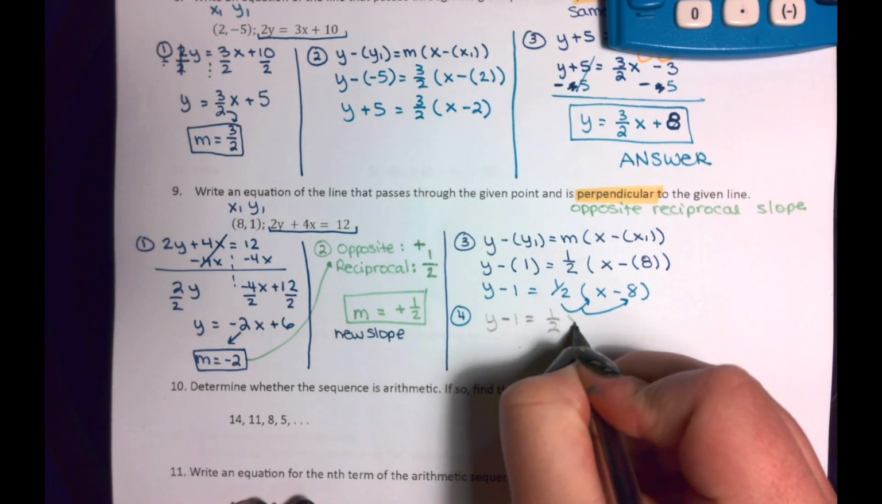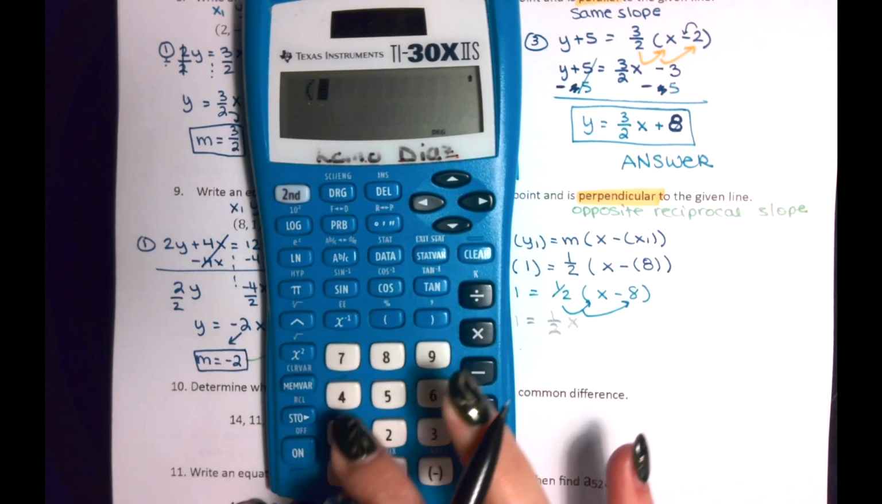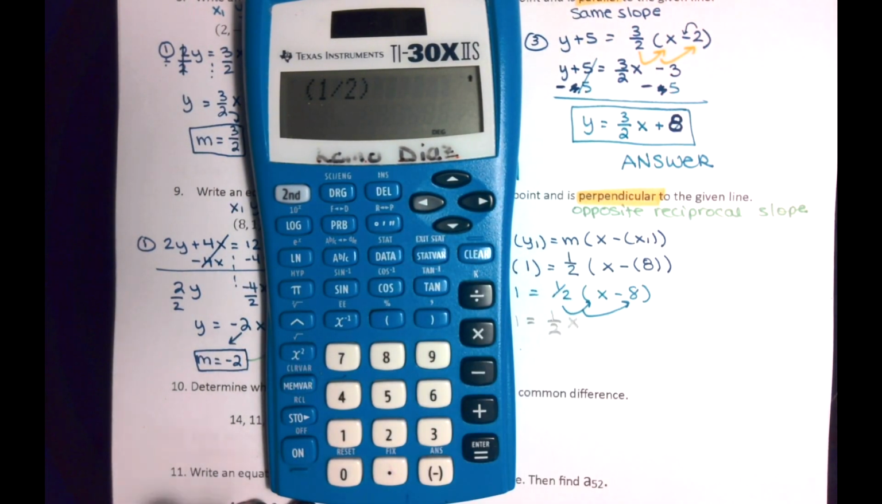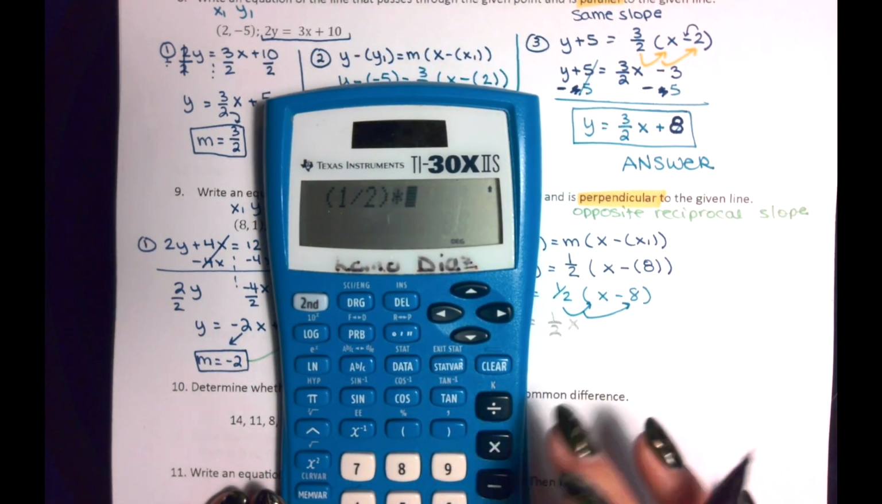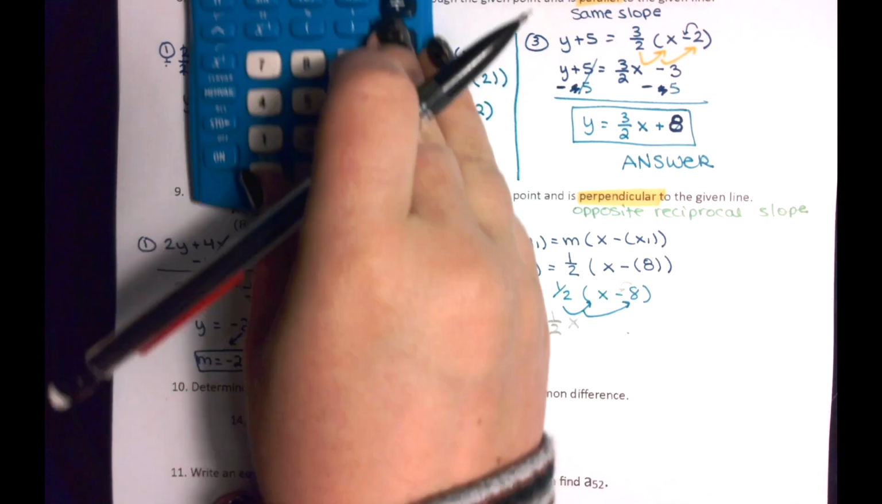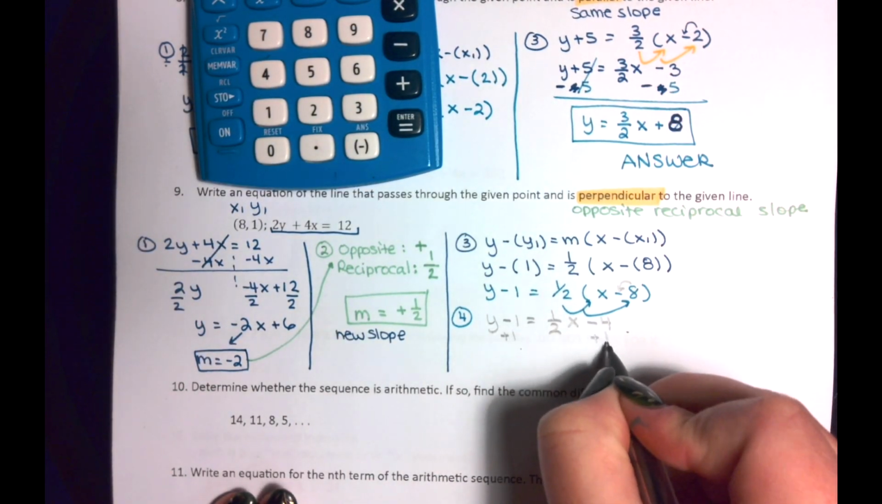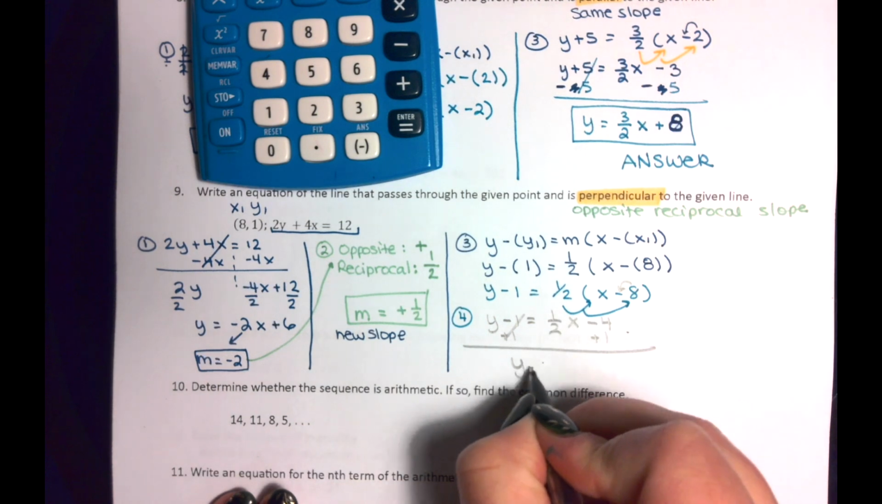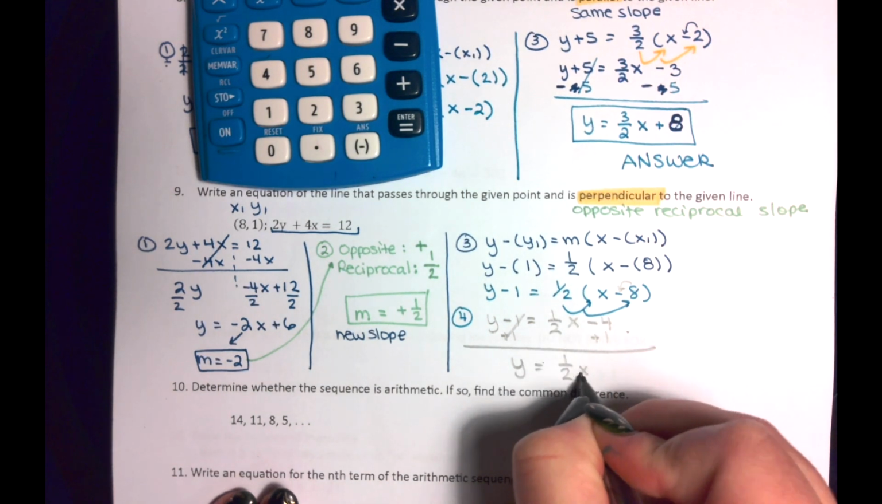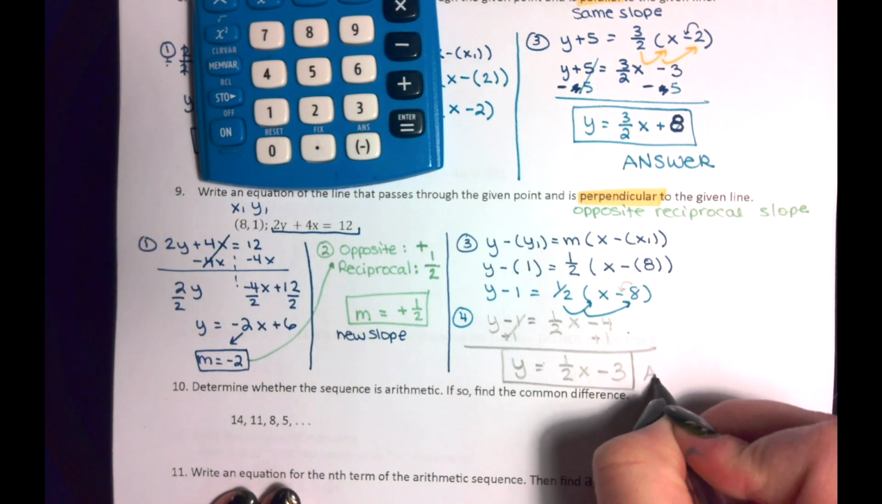1/2 times x is just 1/2 x. And then we can type in our calculator 1/2 in parentheses and then multiply it by this -8 times -8. That is a -4. Add 1 to both sides and you're almost done. We get -3 here, and this is our answer.